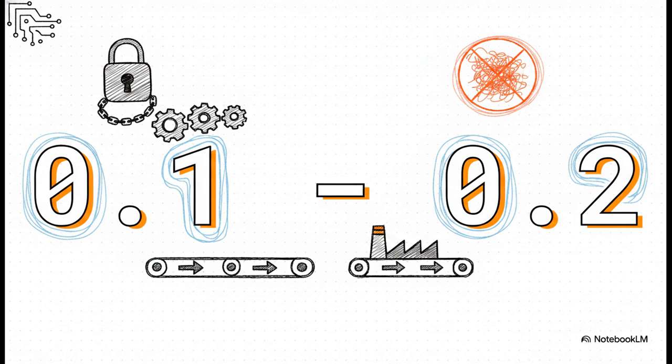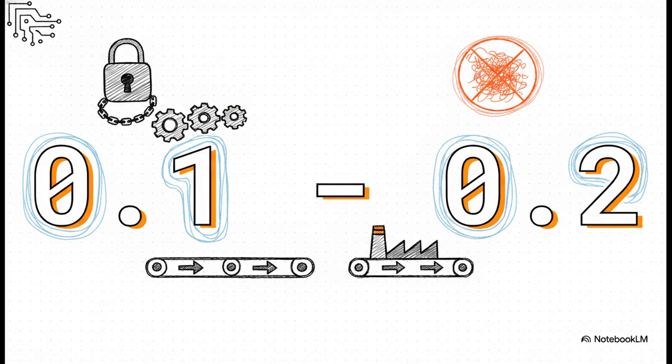On the factory floor, we lock the temperature strictly between 0.1 and 0.2. Now, you might be wondering why so low? Because high temperature equals randomness. And let's be real, randomness destroys automation. Locking the temperature at 0.1 eliminates creative drift and ensures absolute deterministic precision during parameter mapping.